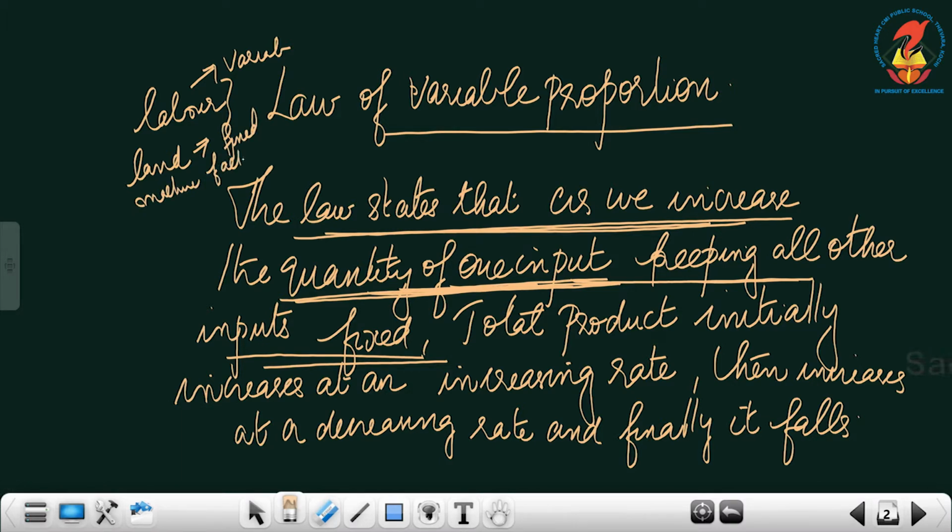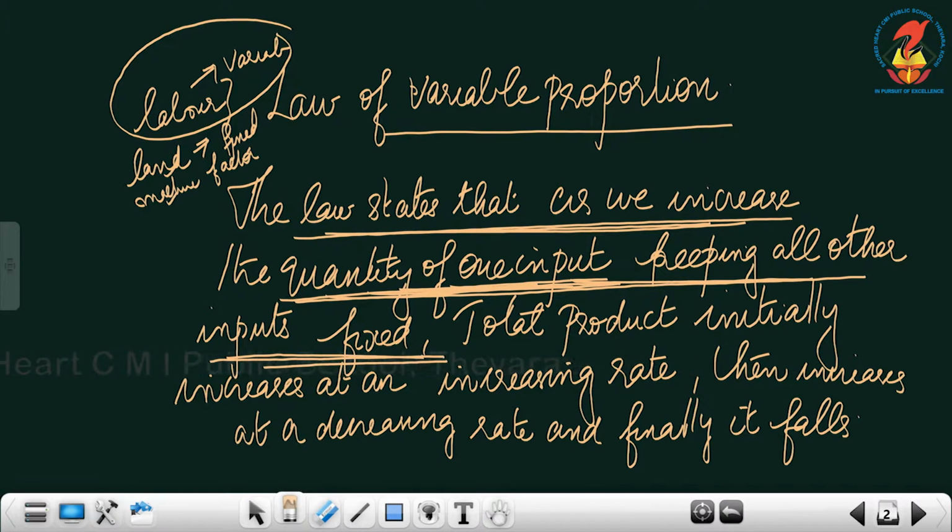Now here the law of variable proportion says that when we are increasing the quantity of one input, the input that we are going to increase is labor, the variable input. The law states that as we are increasing the quantity of one input, keeping all other inputs fixed. All other inputs means land, machines, all other inputs are kept fixed. What happens to total product? That is what the law of variable proportion says.